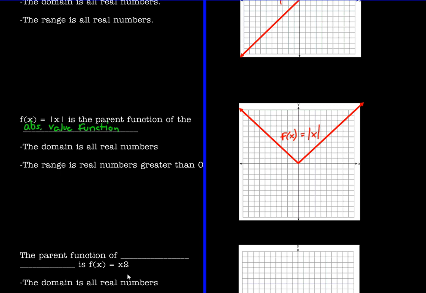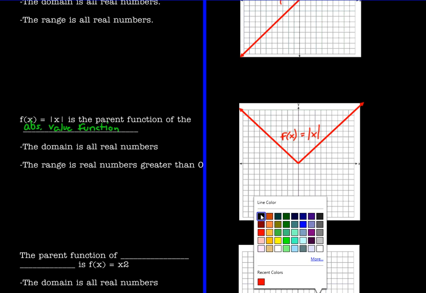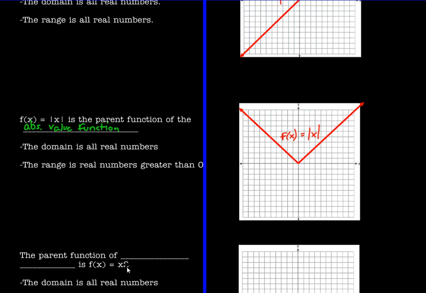Now, this I need to fix. This should not be like that. Let me get rid of that, because that's not what it's going to be. It doesn't equal x2. It equals x squared. Okay, x squared. Now, the parent function of, we're going to call these quadratic functions.